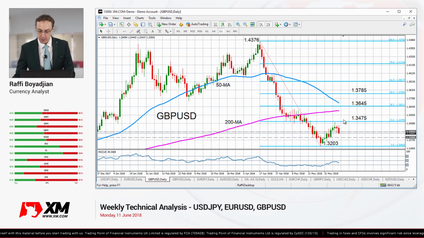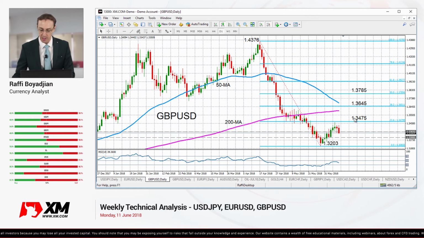To the upside, though, if we do see prices managing to recover and head back up again, the immediate resistance level to watch is 1.3475. That's the 23.6% Fibonacci retracement of the downleg from 1.4376 to 1.3203. Prices did come to hold at 1.3471 last week before retreating again.